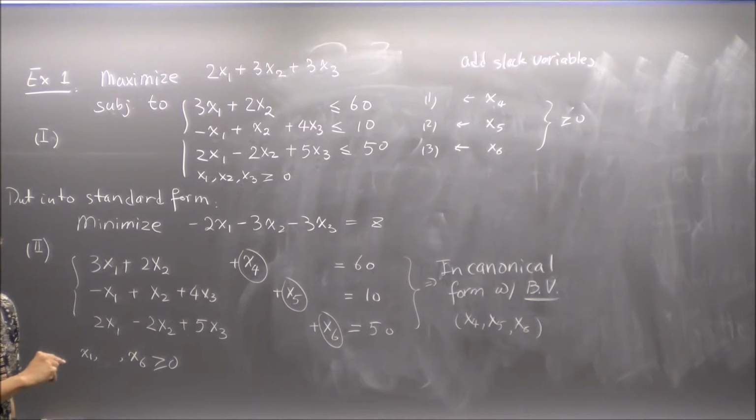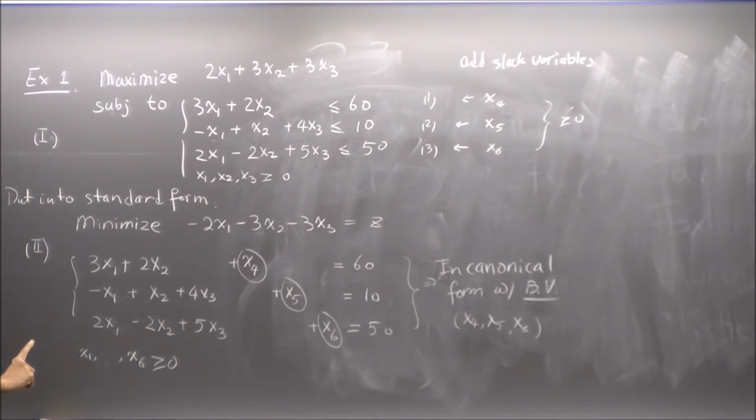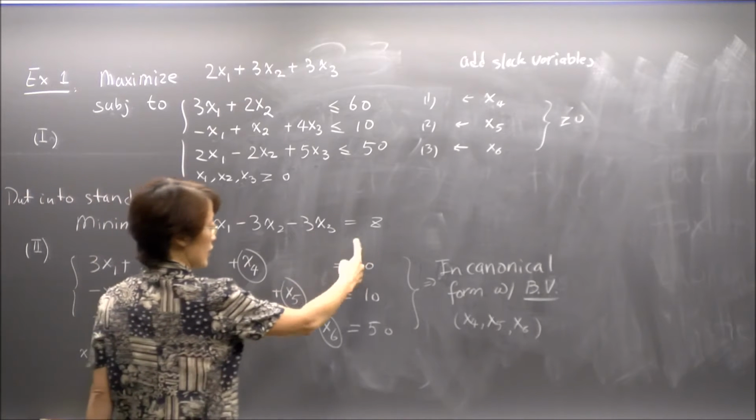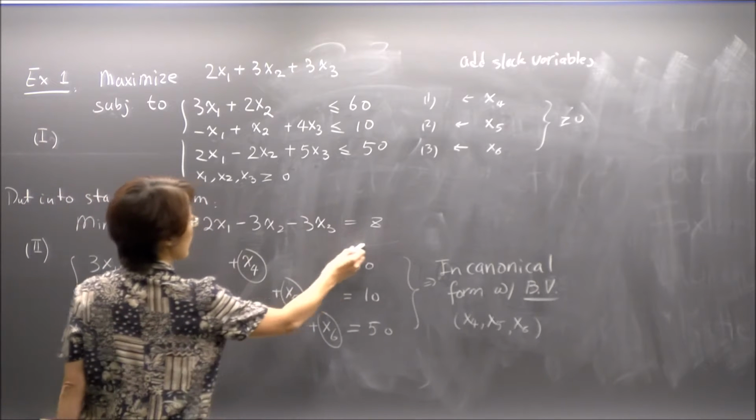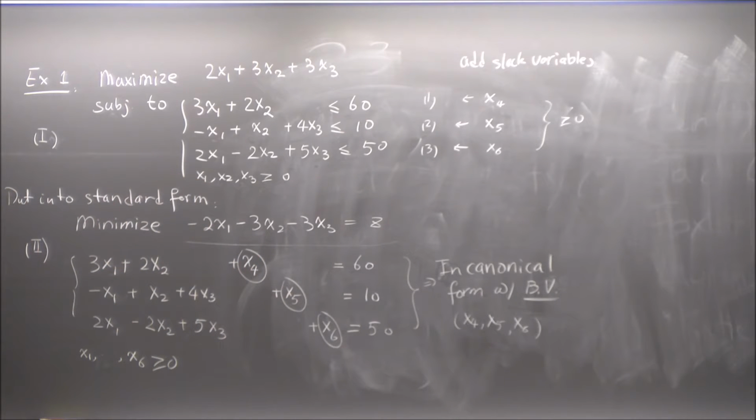Will the basic solution be feasible? How do we check? The sign on the right-hand side. Is that right? Are they all bigger than or equal to 0? Yes, so it gives me a feasible solution. And look at the objective function now. Is it represented only using non-basic variables?